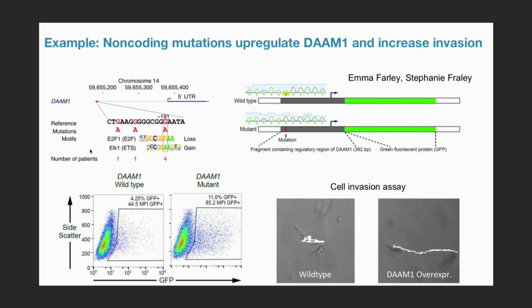And then with Emma Farley and Stephanie Fraley's lab at UCSD, Stephanie Fraley in particular is an expert in matrix gels and cell invasion assays. She was able to show that if you then look at what happens when you express DAM1 highly in a variety of cell lines, this is one cell line, you get much more cell invasion and migration. And so this now provides a plausible pathway by which somatic mutations in the promoter of DAM serve to upregulate DAM's expression level, giving rise to an increase in activity of cell invasion pathways.